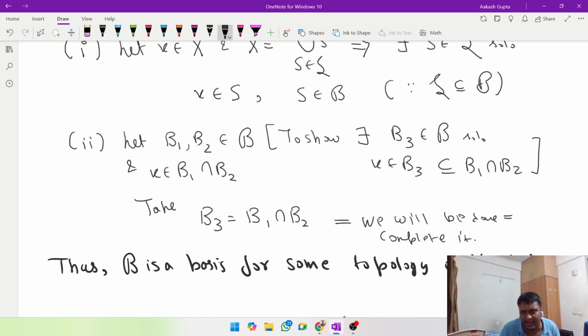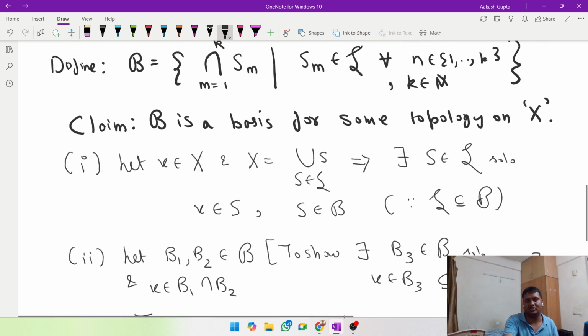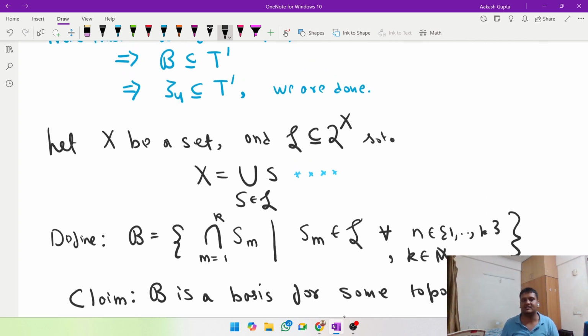Let us denote it by, say, tau, just tau for a moment. Of course, this tau depends upon B and the choice of this subcollection S, right? I hope this is clear.